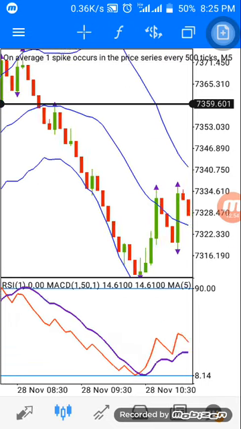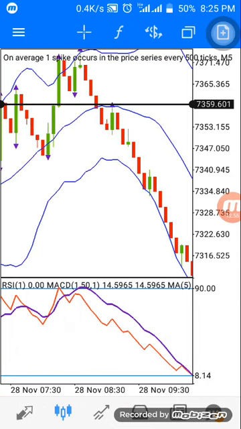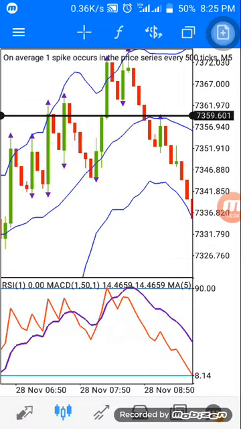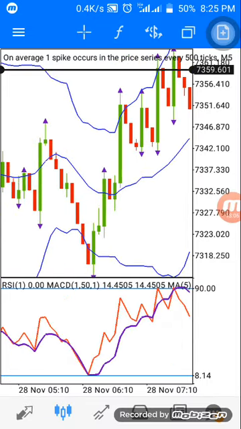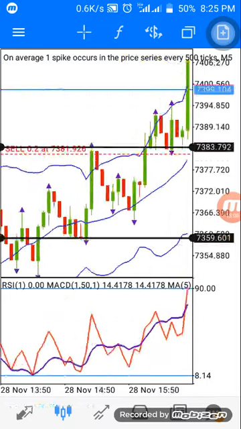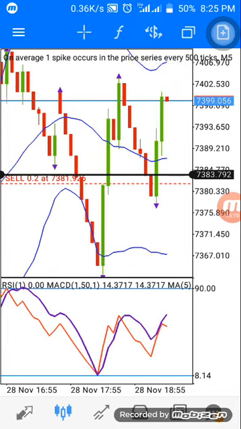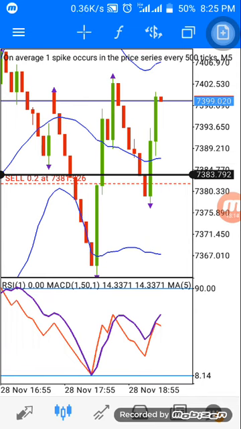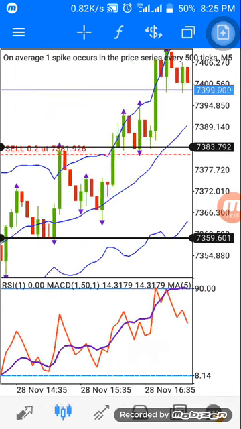Use a lower lot size. If you are trading Boom and Crash and you have a low account of $10, $20, just open a trade with lot 0.1. How do you do that? You open a trade with lot 0.1. It is okay, so that you don't lose money if it goes against you. All right, so this is very simple and easy.